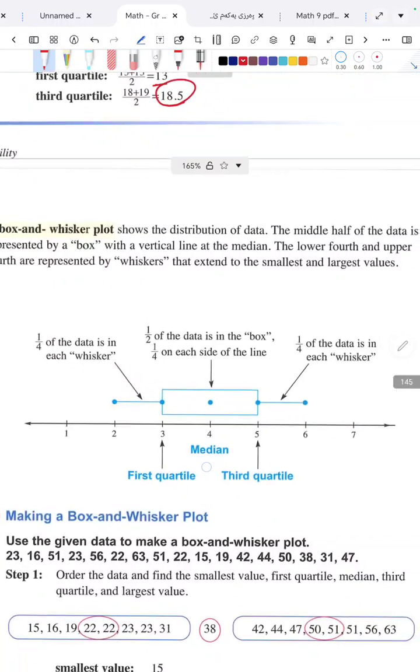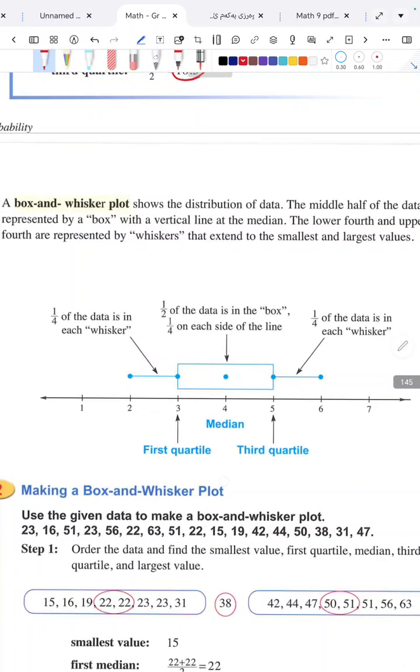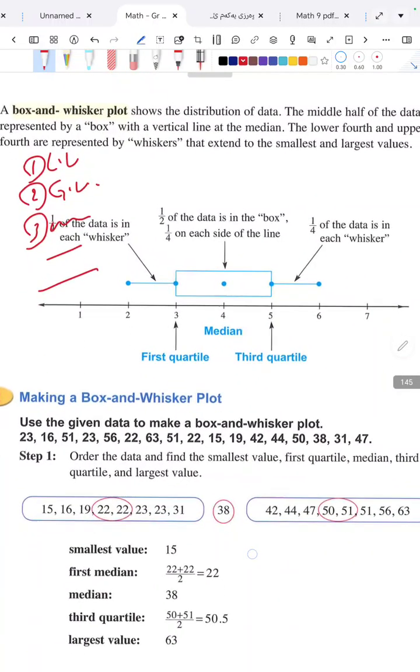Okay. Then how to draw box and whisker plots. For this case, you have to find 5 things. The first one, least value, LV, then greatest value, then median, first quartile, then third quartile, always.